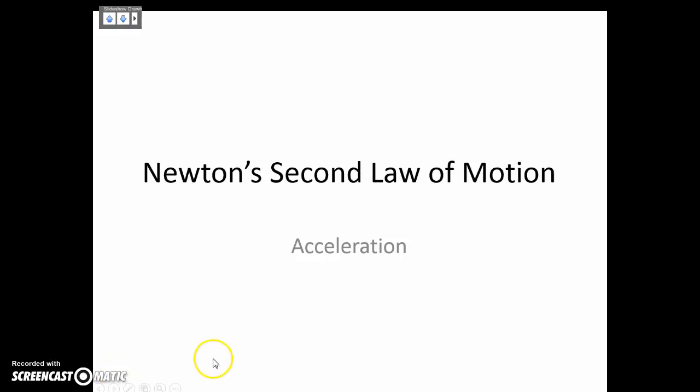So today we're going to work on Newton's second law. We're going to end up coming back to the first law and sort of work on them together once you have a good grip on the second law. Newton's second law is also called the law of acceleration.